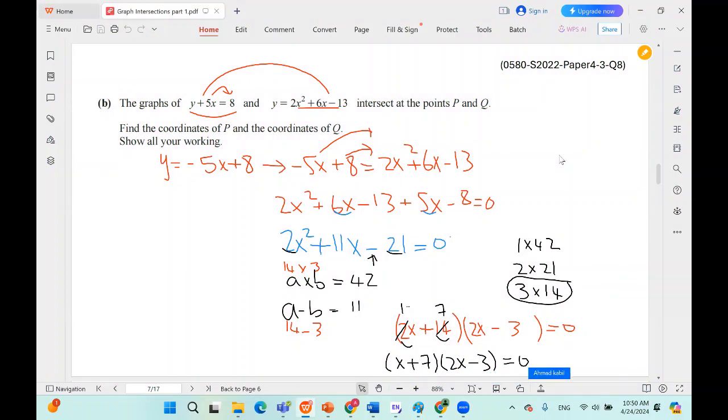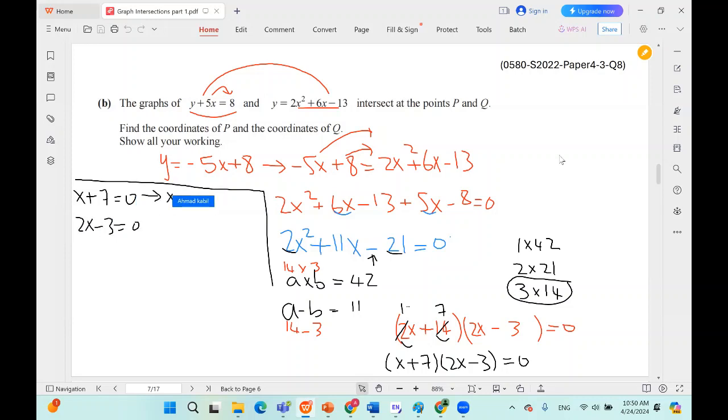To get the values of x, we have to solve each one separately. So either x plus 7 equals 0 or 2x minus 3 equals 0. So either x equals negative 7 or 2x equals 3. So x equals 3 over 2.